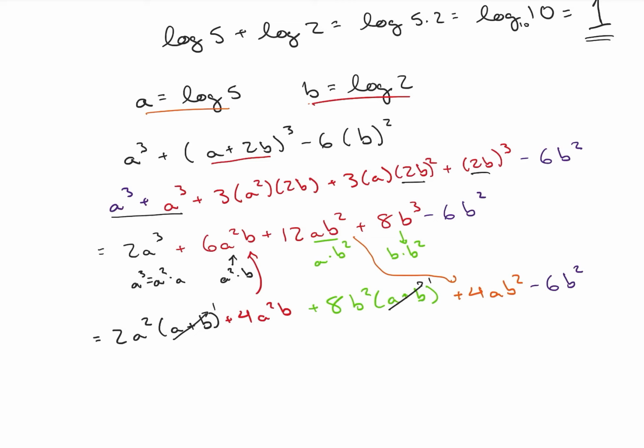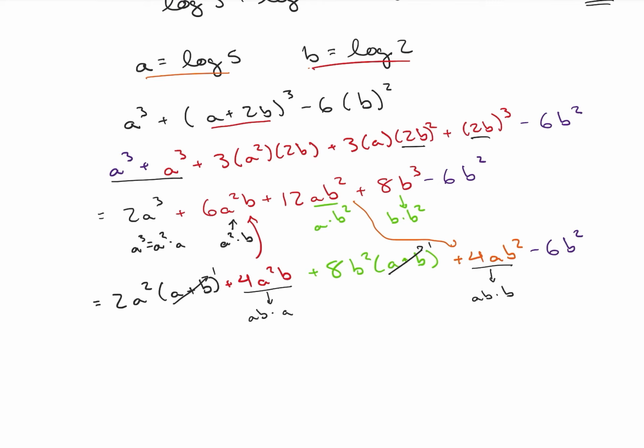Okay, so we can do a little bit more here to clean this up. So first, I notice that I have 4a squared b plus 4ab squared. So a squared b is ab times a. ab squared is ab times b. And they both have the same coefficient there. So I'm going to combine the red and the orange. And I'm going to bring down this 2a squared from here. And I'm also going to notice that 8b squared minus 6b squared is 2b squared.